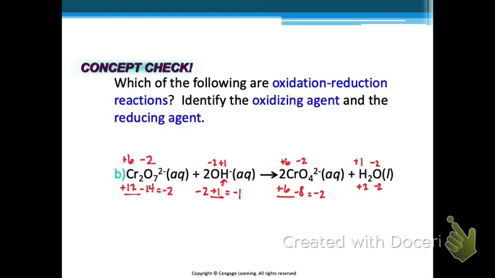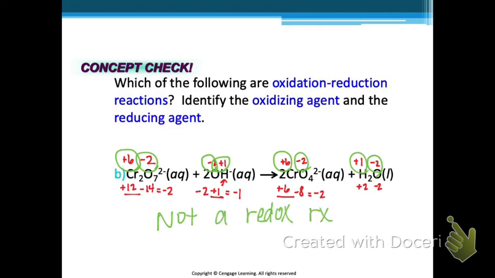So now I'm going to look at my elements and see what happened. Nothing. Chromium went from +6 to +6. Oxygen went -2 to -2. And hydrogen's +1 to +1. So we just write not a redox reaction. All that for nothing.